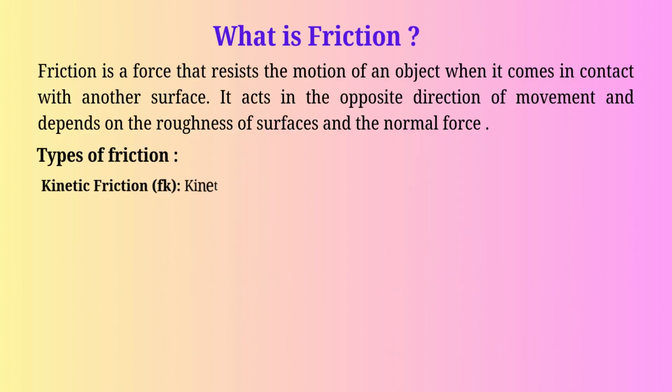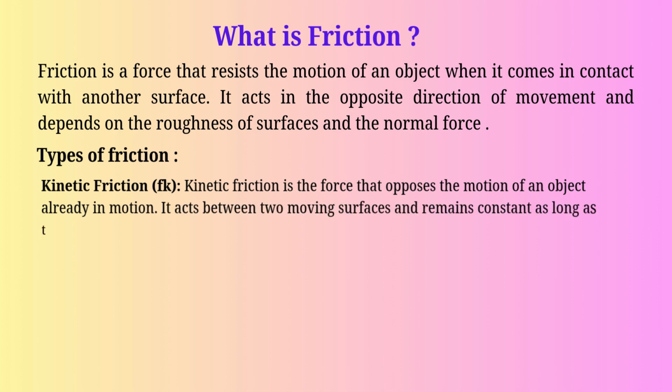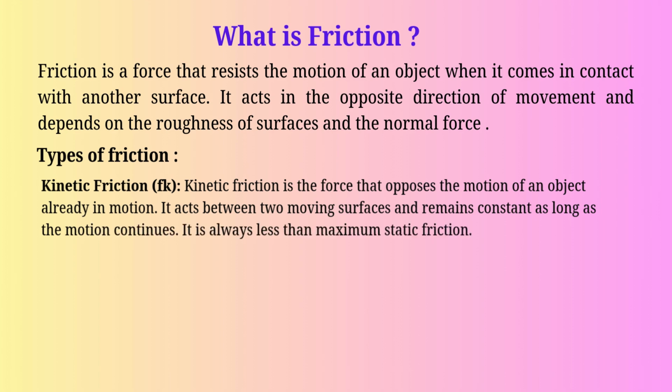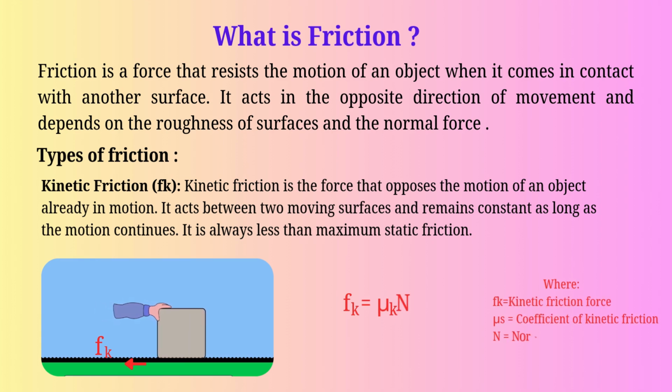Now, kinetic friction. Kinetic friction is the force that opposes the motion of an object already in motion. It acts between two moving surfaces and remains constant as long as the motion continues. It is always less than maximum static friction. Now, consider a block on a frictional surface with an applied external force. If the block moves, kinetic friction acts in the backward direction. Here, kinetic friction is equal to the kinetic friction coefficient multiplied by the normal force.